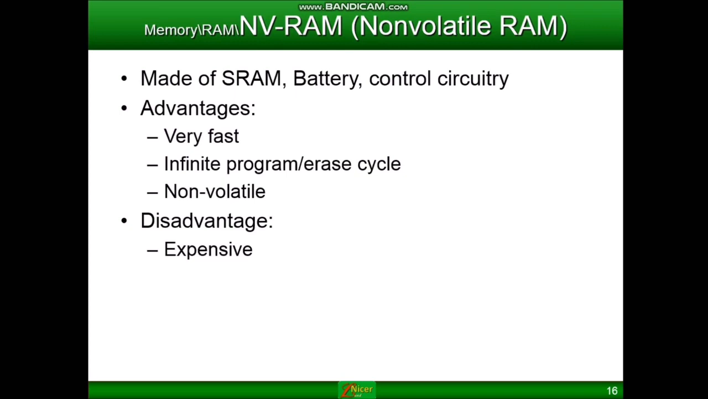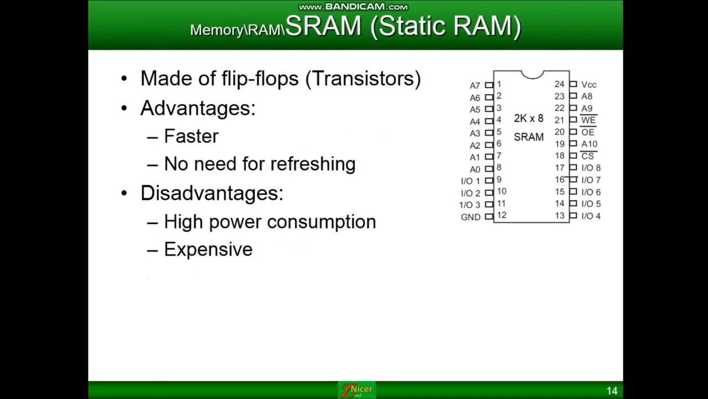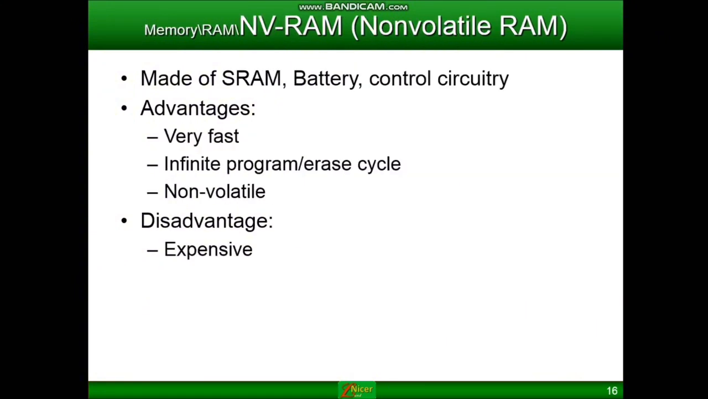Then we have NVRAM. It is non-volatile RAM. It is basically made of SRAM, battery, and control circuitry. And SRAM, as you have seen already, is faster and does not need any refreshing. So we already know that it's going to be fast, and it has a battery and control circuitry. Advantages are it is very fast. It has infinite program cycles. We can program it as many times as we want. It is non-volatile, and the disadvantage is it is expensive.